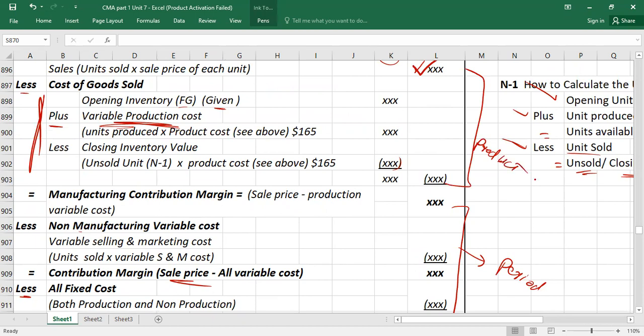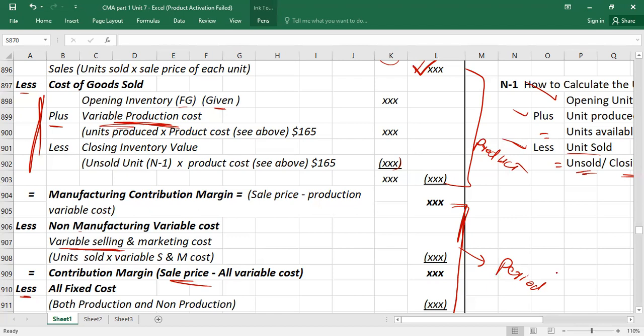Understood? Clear, guys? Can I ask a question? Tell me, is variable selling cost a product cost or a period cost? Variable selling. It's period. Variable selling is written down here, it's period. Understood? So which are product? Only three are product, you know: direct material, direct labor, and variable overhead. Apart from that, every cost is period cost. This is the shortcut.